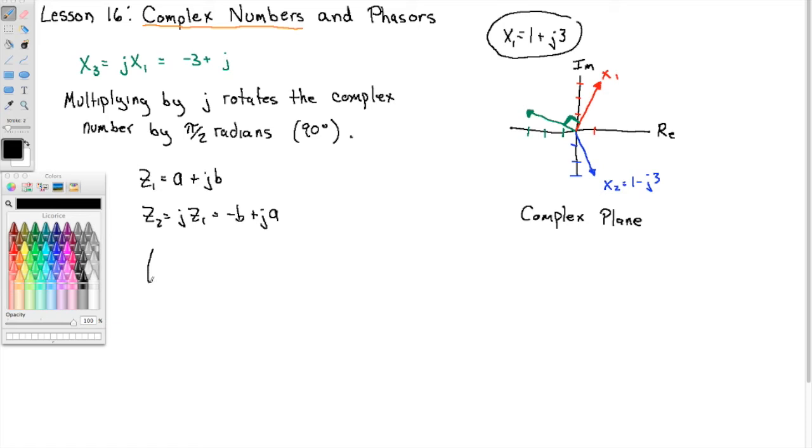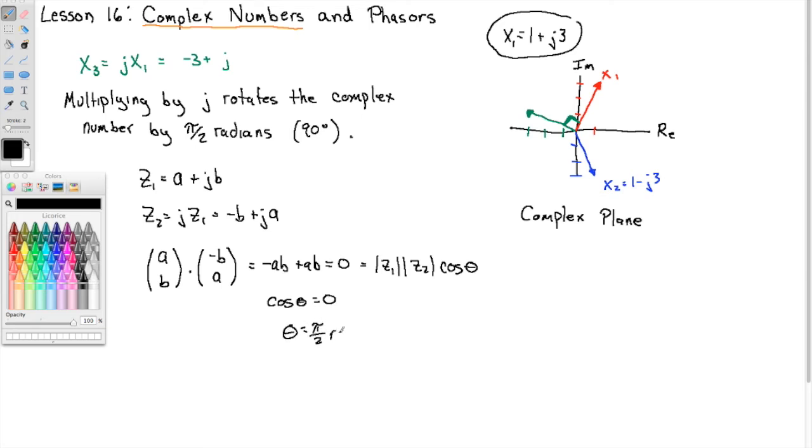Okay, now we're reaching here, but follow this. If we write these as vectors, so I've got a and I've got b, and I do the dot product of those two vectors. So here my real part is minus b, here the imaginary part is a. If I take their dot product, this gives me minus ab plus ab, which is 0, right? And remember the dot product is the magnitude of the vector z1 times the magnitude of the vector z2 times the cosine of the angle between them. So the magnitude of this vector is not 0, right? The magnitude of this vector is not 0. So what has to be 0 here is the cosine of theta. And if the cosine of theta is going to be 0, then theta is pi over 2 radians. So therefore, we've just proven this idea.